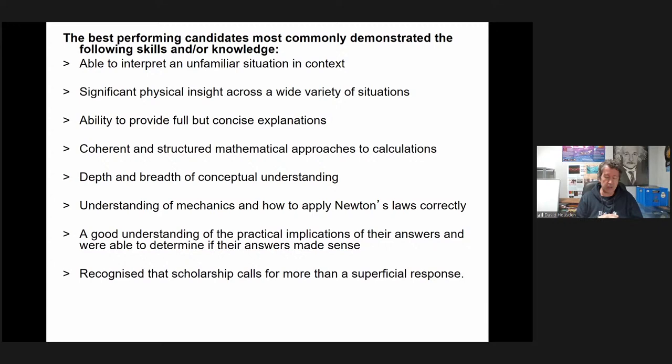The ability to provide full but concise explanations. Many, many times, and I'll talk about space again later, the examiner might have given 3 or 4 lines for a response, which means it's a fairly short response, nothing too detailed, but people will like to write 2 or 3 pages. That's not actually helpful. Within those 2 or 3 pages, it is likely that you have made a mistake or contradicted yourself. And so I encourage people to respond with bullet points, short answers, think about what you're going to write before you write it. And I'll talk about time as well a little bit later, in terms of this is not a rushed examination. Coherent and structured mathematical approaches to calculation.